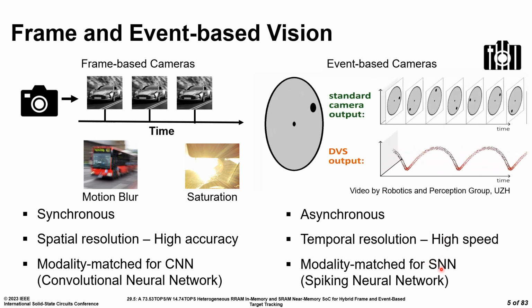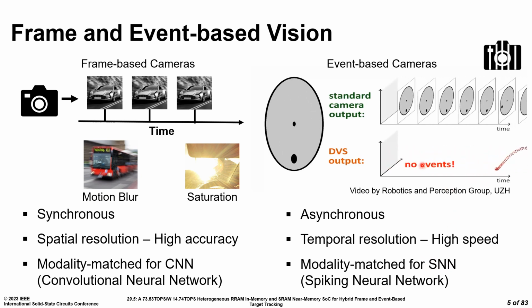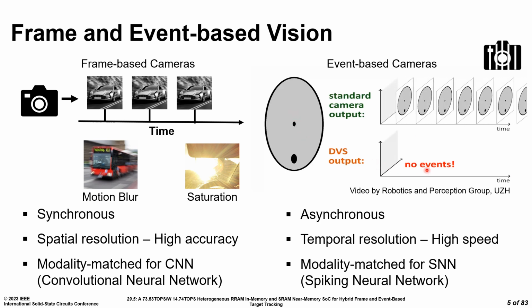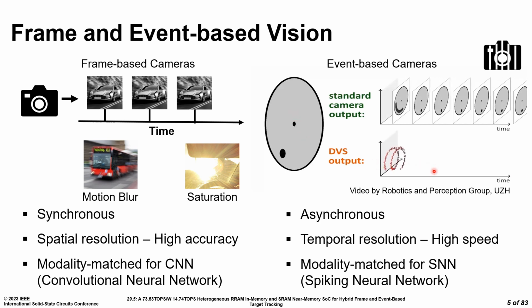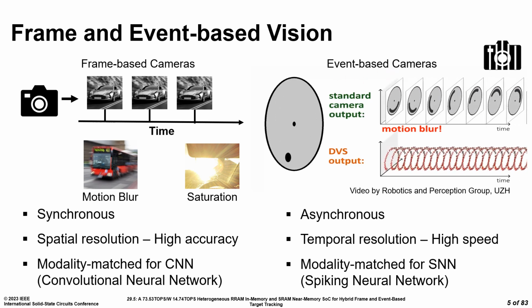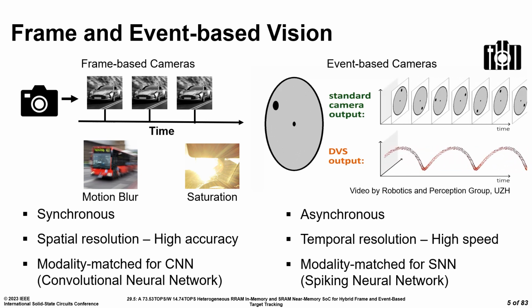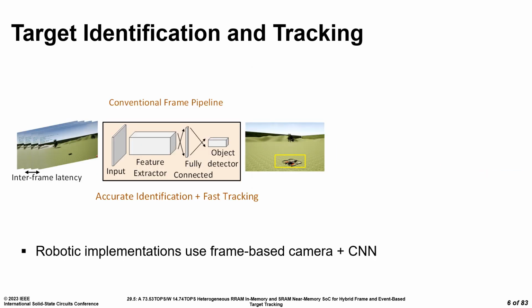Spiking neural networks process these asynchronous data streams with high speed. But because of the noise in event generation and unreliability of training of spiking neural networks, the accuracy of event-based processing remains limited. Therefore, the two modes of sensing provide a trade-off between accuracy and latency. A set of tasks for robotic vision require both high speed and high accuracy simultaneously. One such task is target identification and tracking.